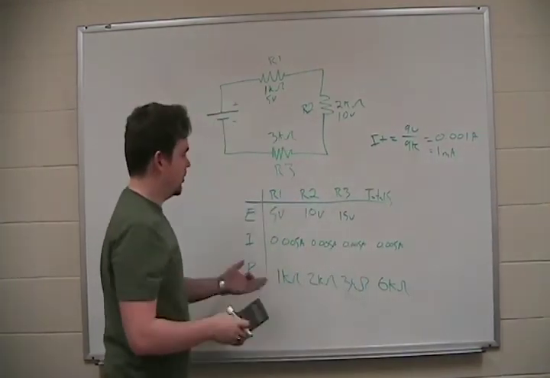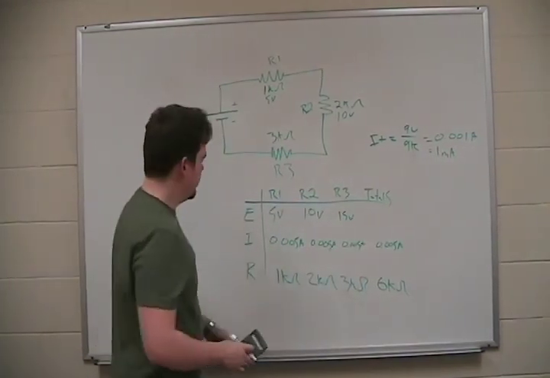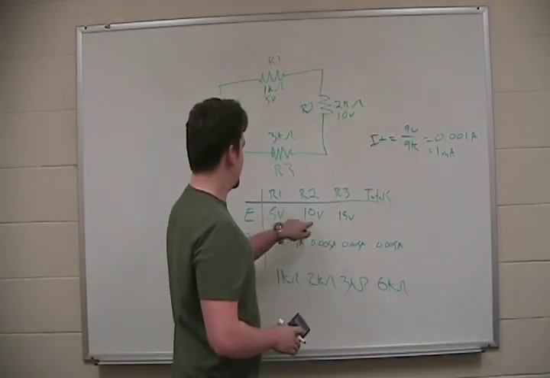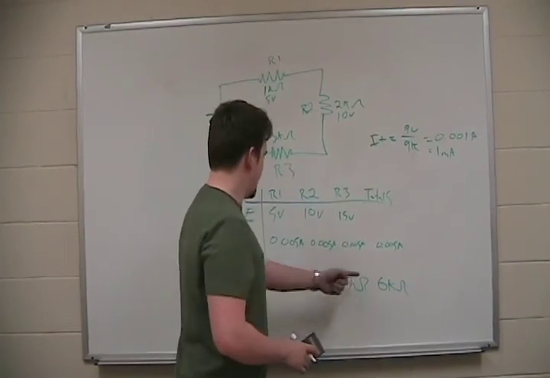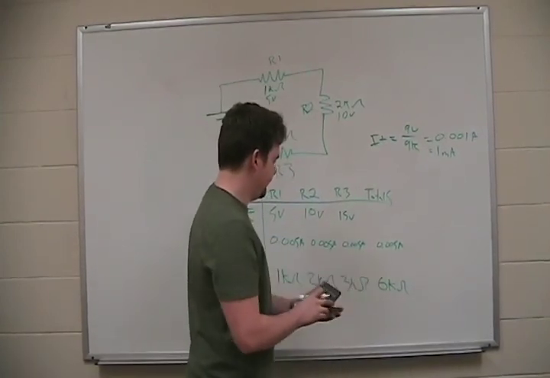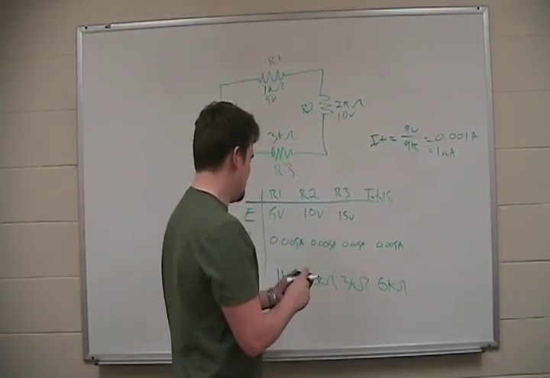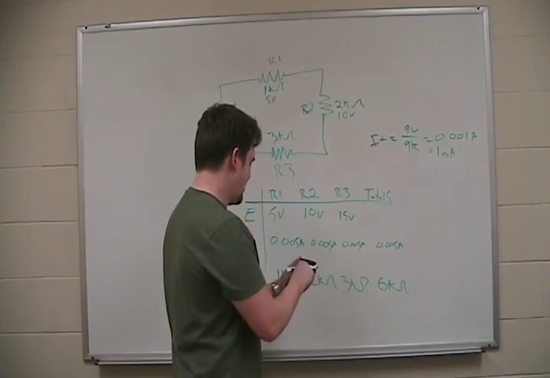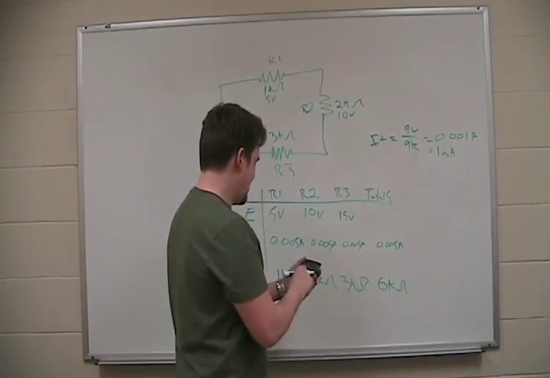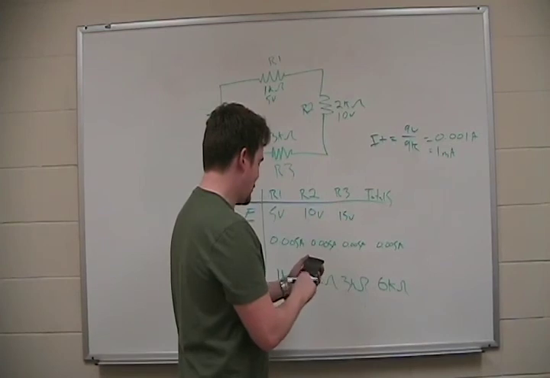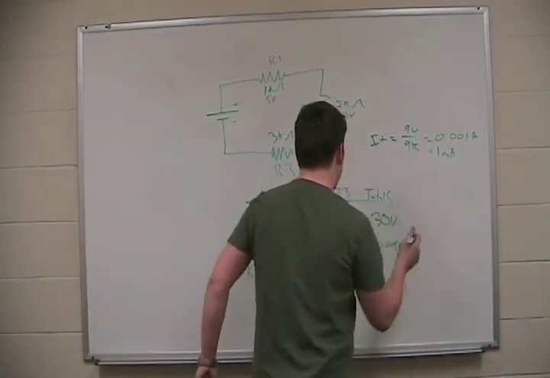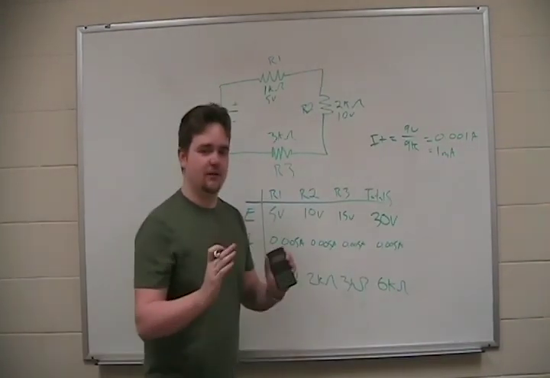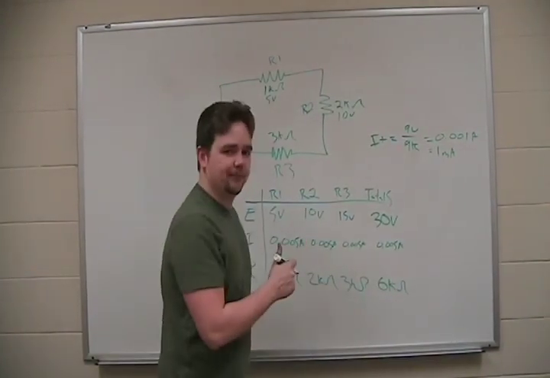Now we can find our voltage total 2 ways. We can add it up. 5 plus 10 plus 15 equals 30 volts. But why not do it this way? E equals I times R. 5 milliamps times 6K equals 30 volts. So Ohm's law works together. If you ever have 2 variables, you're golden.